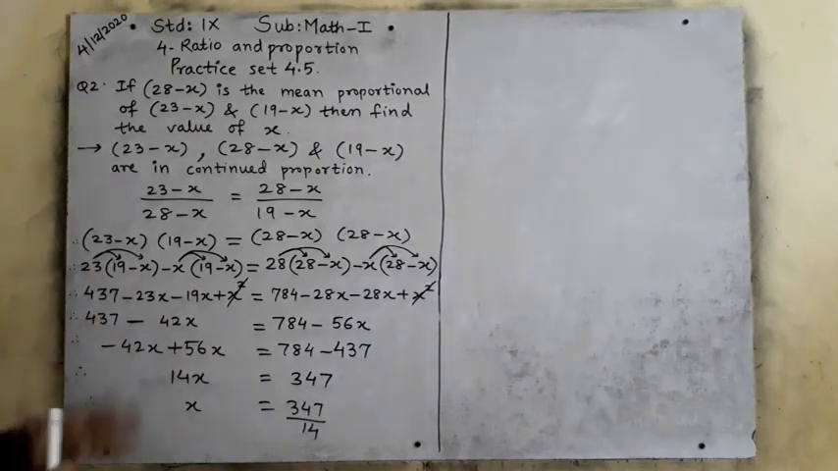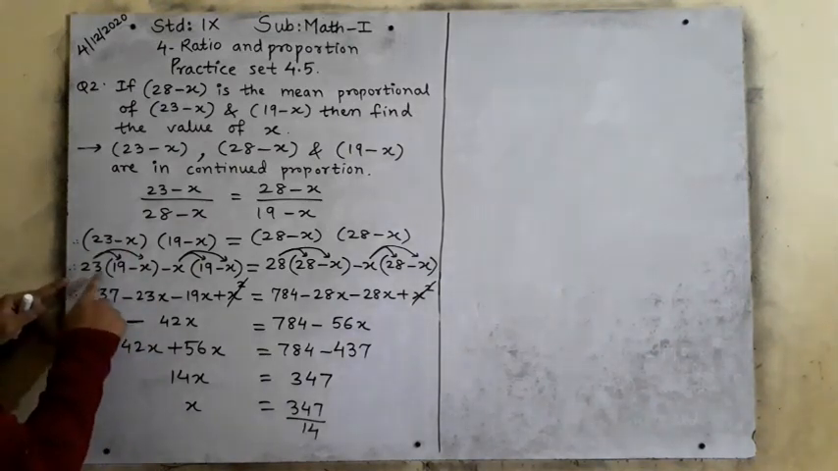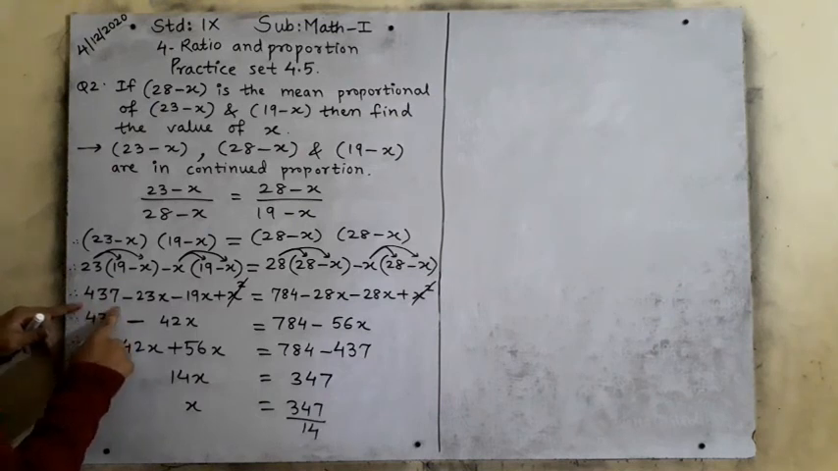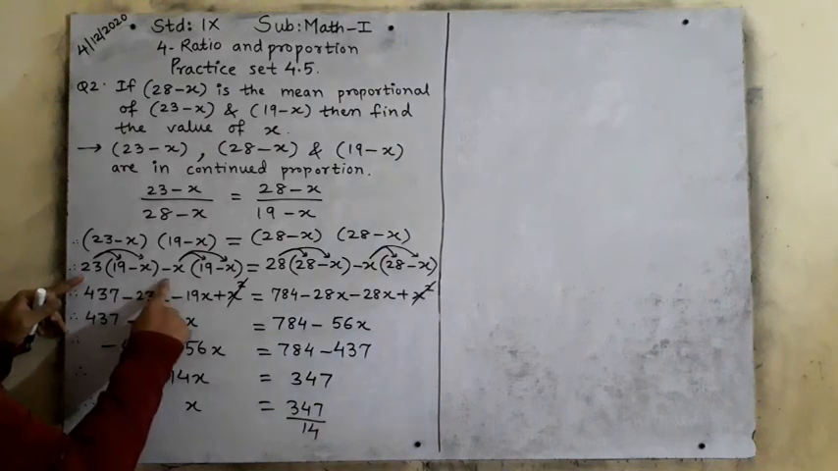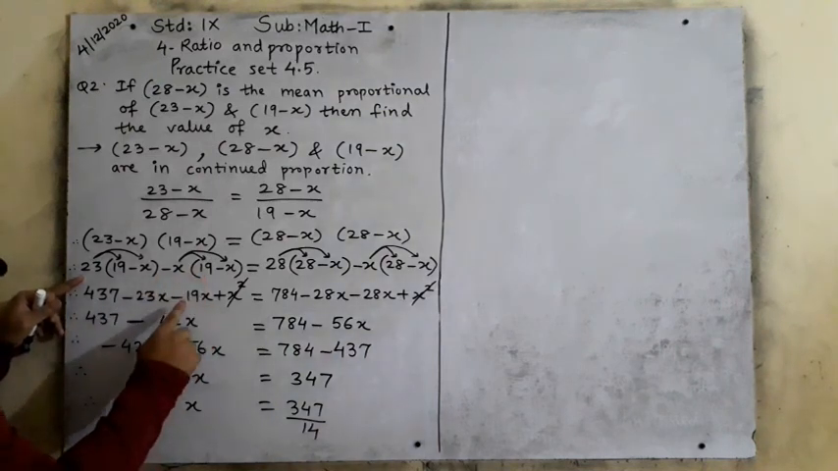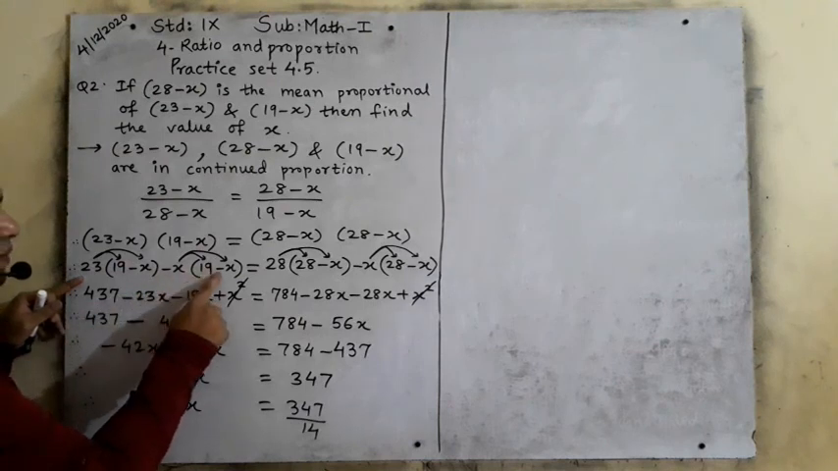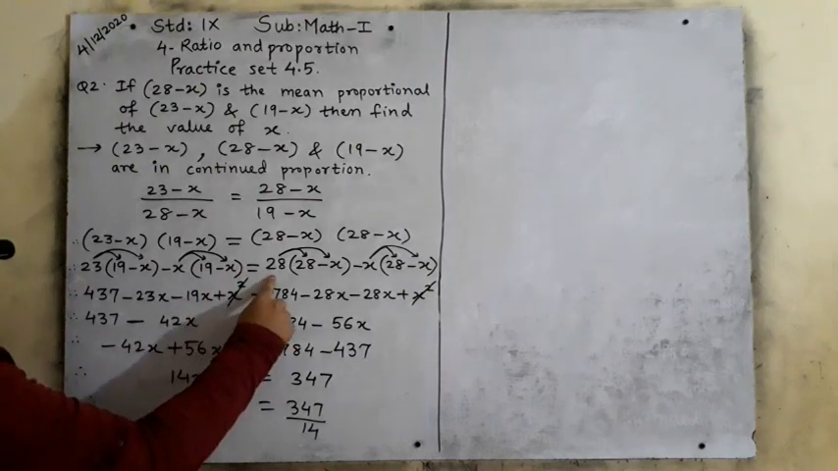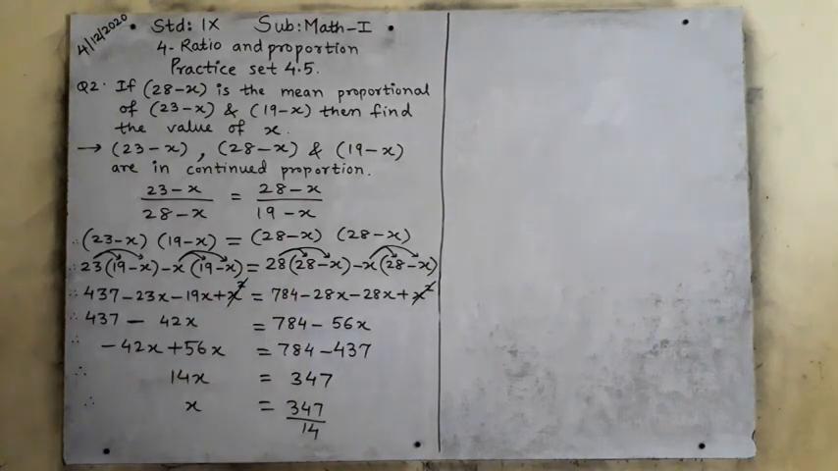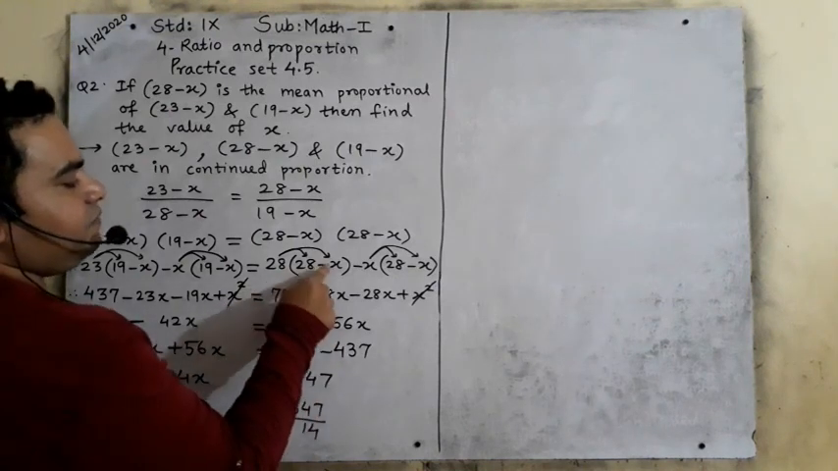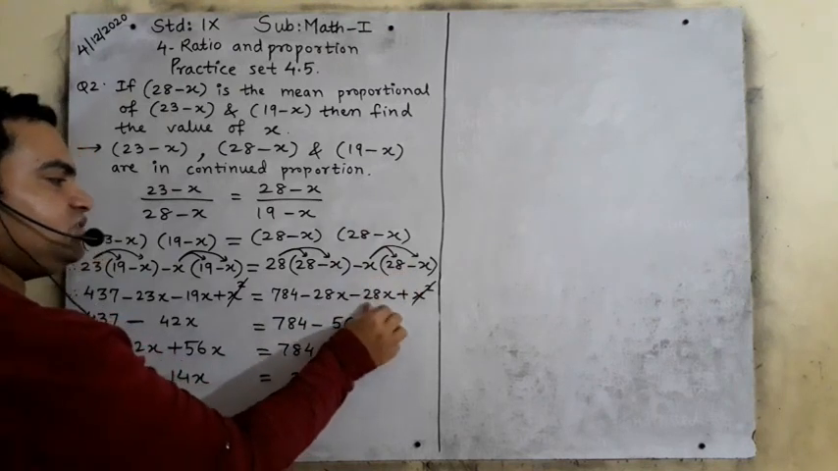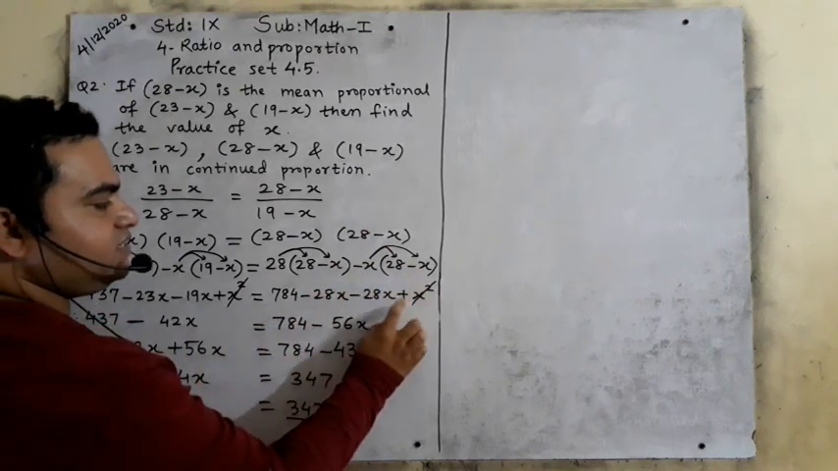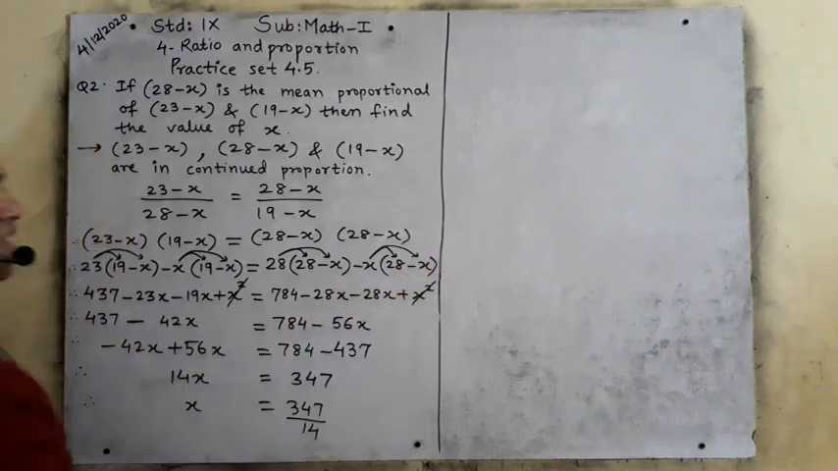Then we will multiply the next steps. 23 will multiply to 19, the answer will come 437. 23 will multiply to minus x, it will be minus 23x. Minus x will multiply to 19, it will be minus 19x. Minus will multiply to minus, it will be plus. X will multiply to x is x square. Now here 28 will multiply to 28, it will square to 784. Now 28 will multiply to minus x, it will be minus 28x. Minus x will multiply to 28, it will be minus 28x. Minus will multiply to minus, it will be plus. X will multiply to x, it will be x square.